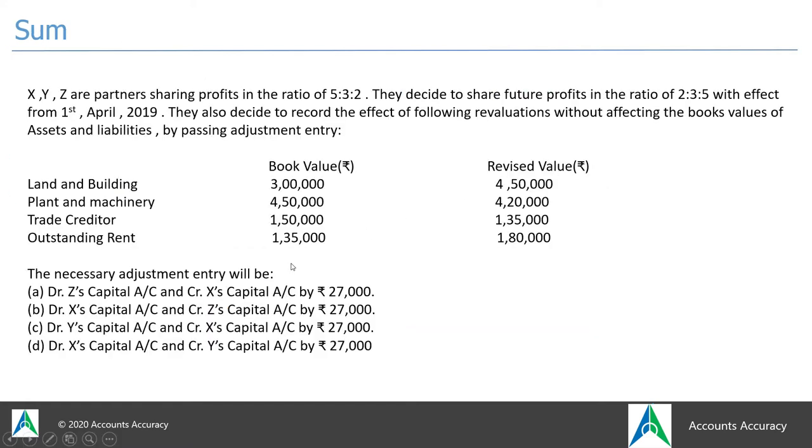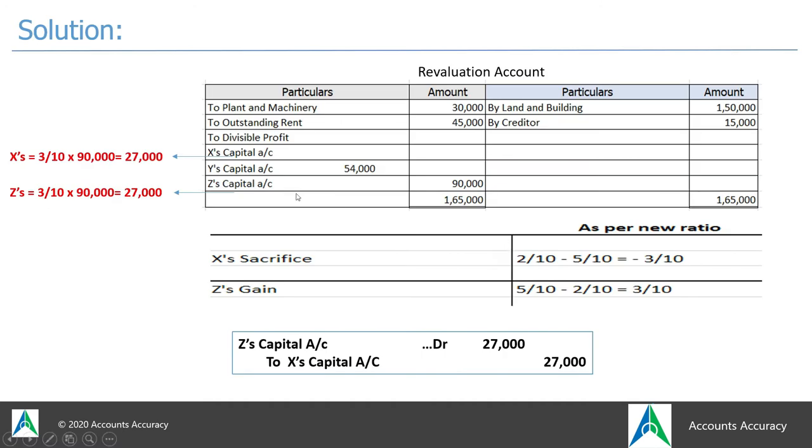Again, the last one is outstanding rent. The value has increased. So liability is increasing. It must be shown at the debit side of revaluation account. All the increase in the value of asset and decrease in the value of liability we show at the credit side, whereas decrease in the value of asset and increase in liability we show at the debit side of revaluation account. After placing all these amounts, we will find out the balancing figure, which is coming 90,000. So the divisible profit for XYZ is 90,000.